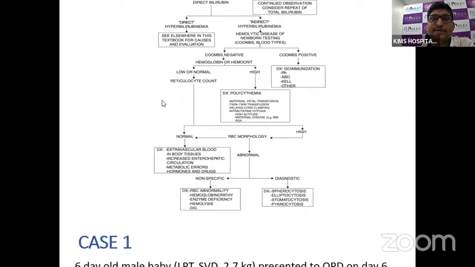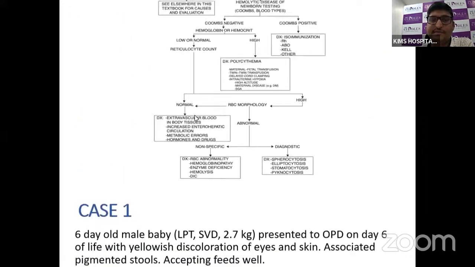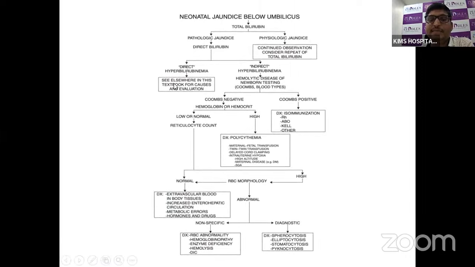Here we have to be vigilant in cases of direct hyperbilirubinemia. We need to rule out cholestasis here. For the rest, we have to look for the hemolytic causes and work up further during the management, while the child is being managed with phototherapy or exchange transfusion. You can further evaluate for the etiological causes.